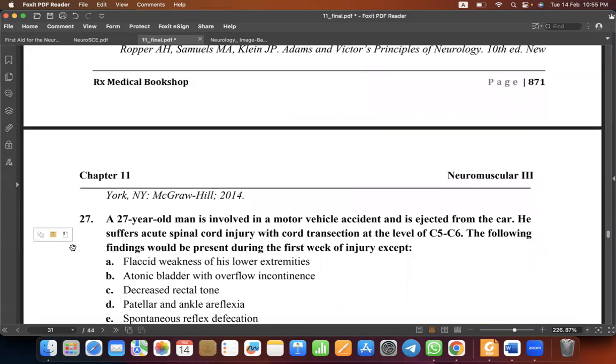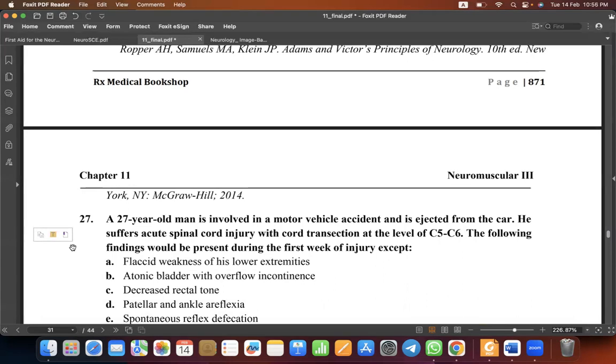Now, the next question. A 27-year-old man having a motor vehicle accident has been ejected from the car. He suffers from acute spinal cord injury, cord transection, very unfortunate, at C5-C6. Which one of the following will be present in the first week, except? So which one will not be present, right?